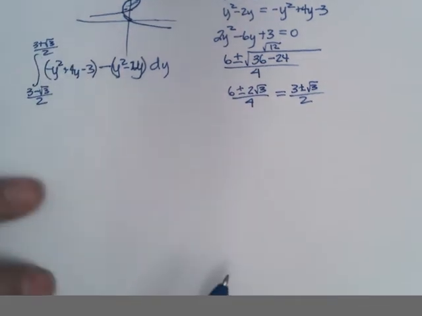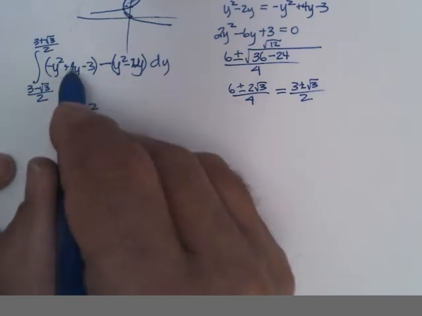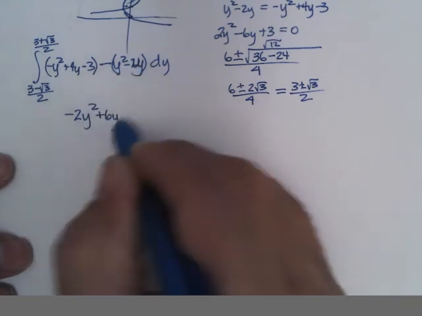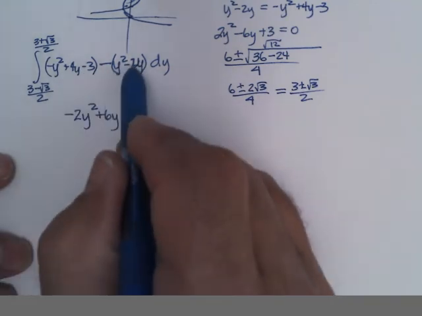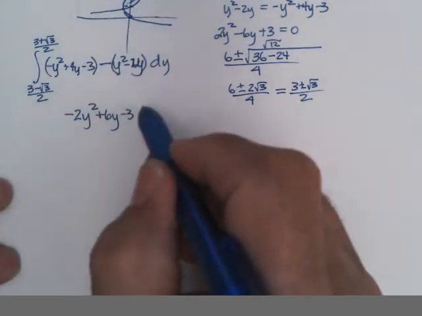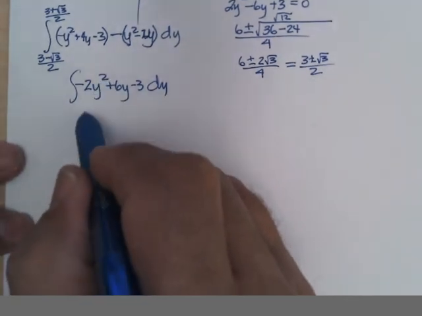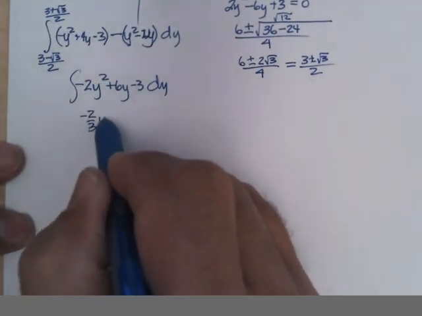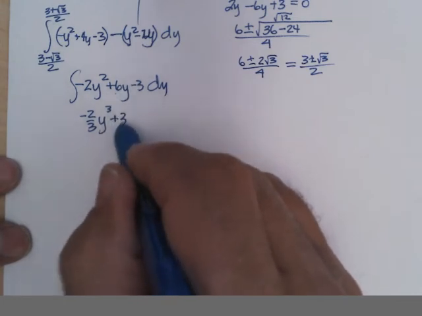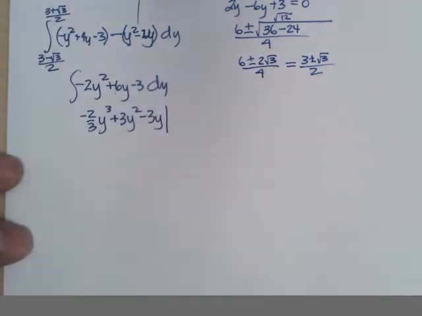And we can do some algebra here. So we got minus 2y squared plus 4y plus 2y, plus 6y, and minus 3, that we have to integrate to find the antiderivative, which should be minus 2/3 y to the third plus 3y squared minus 3y, evaluated from that to that, which is ugly.